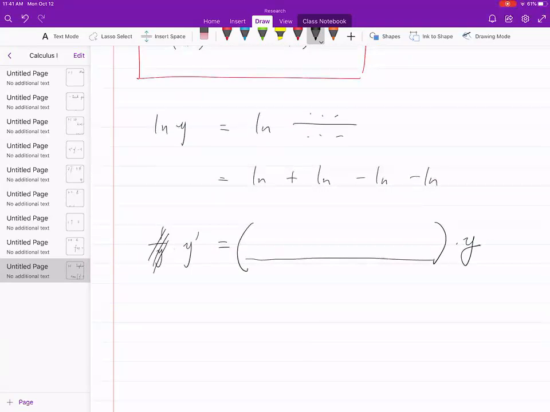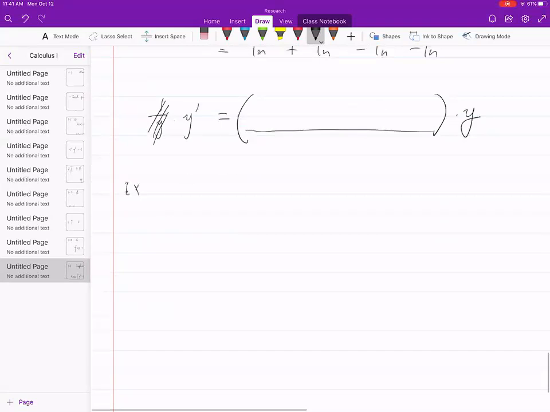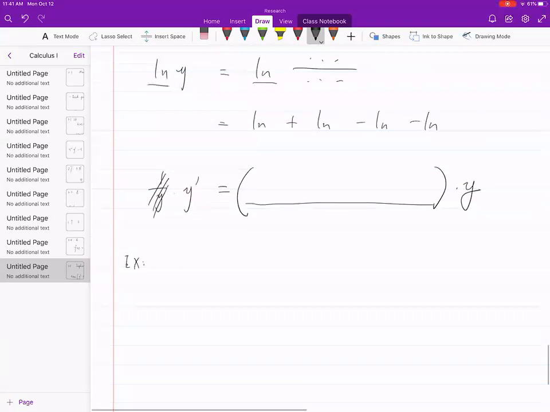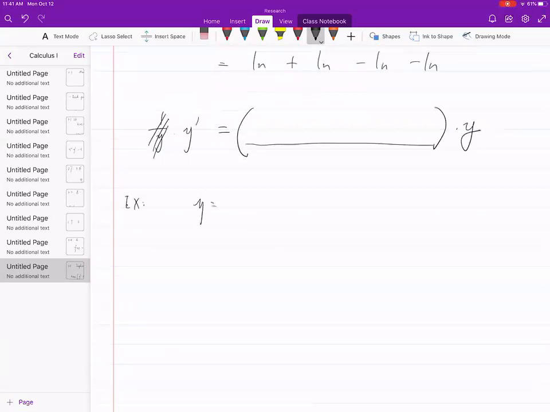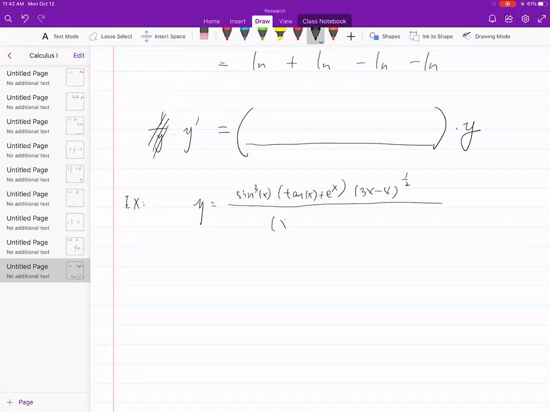Sounds good? Let's try some examples. The key is apply a log yourself. The rest is, once you finish simplifying, take the derivative. Whatever the answer is, just copy it. The function is sine cubed x tangent x plus e to the x, times (3x minus 4) to the 1/2 divided by (x minus 2) to the 3/2.